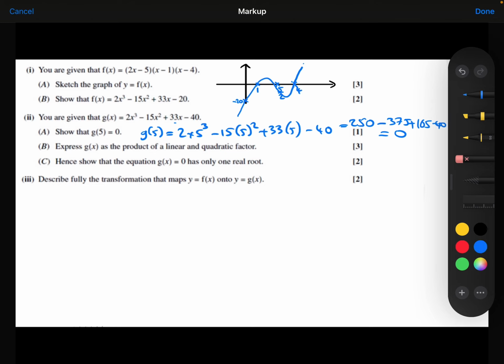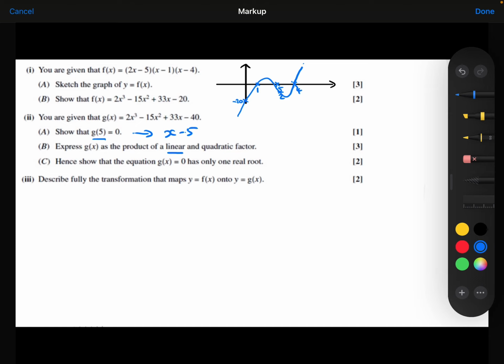So that's part A done. Part B. Express g of x as the product of a linear and a quadratic factor. Well, the fact that g of 5 is equal to 0, that's telling me, from the factor theorem, that x minus 5 is my linear factor. So if I do a little bit of algebraic division here, if I divide my g of x by x minus 5, I should hopefully be able to say what the quadratic factor should be.